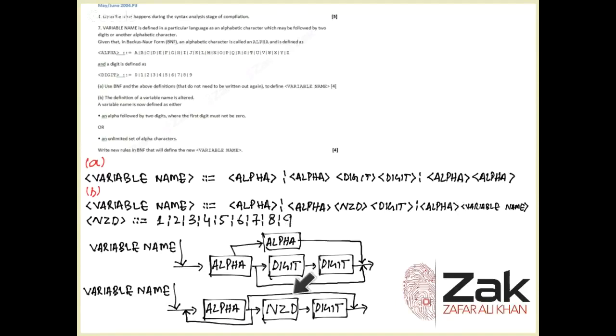If we look at the syntax diagram of this one, a variable name is an alpha followed by an alpha, finished. A variable name is an alpha alone, finished, this one. A variable name is an alpha digit, finished. Here a variable name is an alpha, any number of alpha, and then go out. Or a variable name is just an alpha and go out. A variable name may be alpha, non-zero digit, and digit. Understood? You would have to practice. There are so many questions related to this.